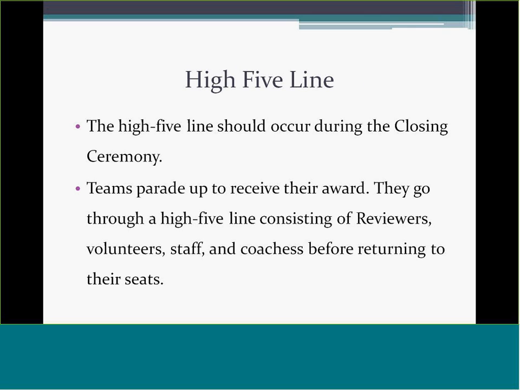And this is exactly what it sounds like. So all the adults, so the reviewers, the coaches, parents, if they're willing, should be lining up and giving all the kids a high five to send them off from this program year. So the kids will parade up to receive their award. They go through a high five line consisting of the reviewers, volunteer staff, and coaches before returning to their seats.